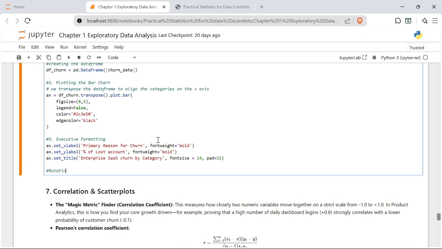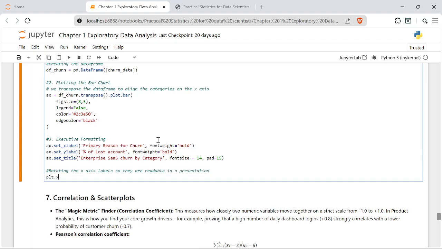Rotating the x-axis labels so they are readable in a presentation. plt.xticks(rotation equals 45, ha equals right).